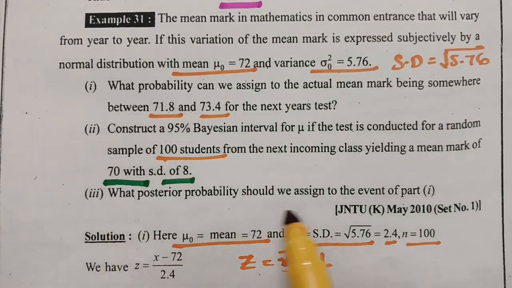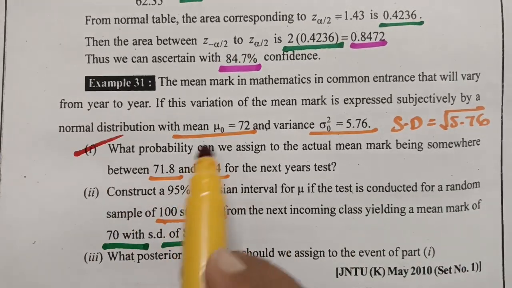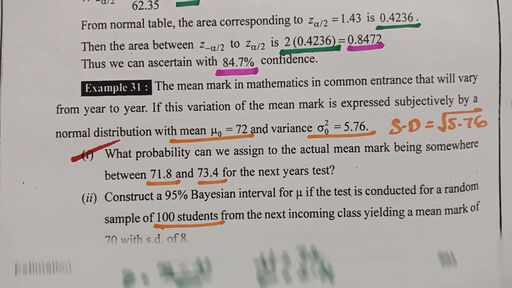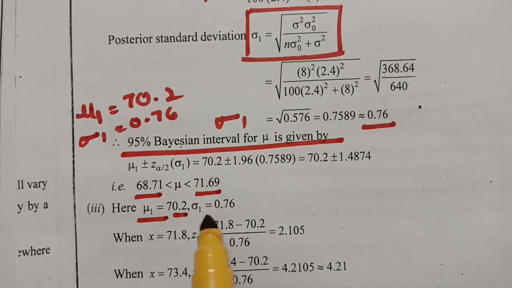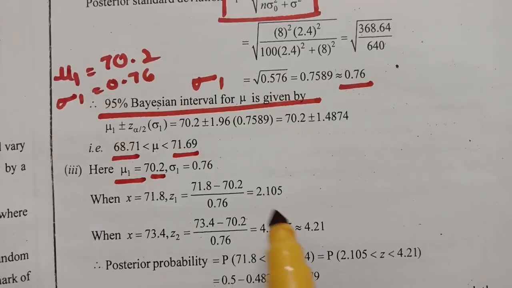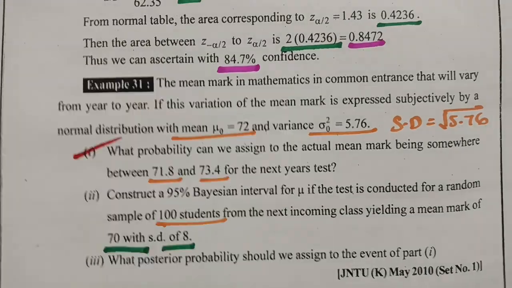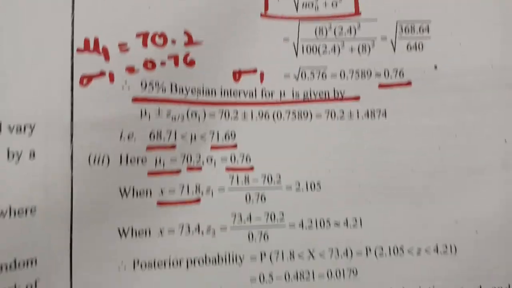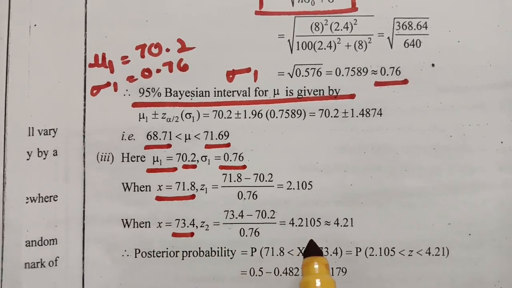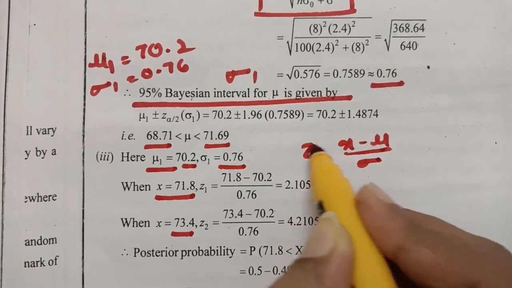And what is the third question here? The third question is, what posterior probability should we assign to the event of part 1. We have to take the details of part 1 here. So for that, mu 1 is equal to 70.2 and sigma 1 value is equal to 0.76. The details of part 1 are x equal to 71.8 and 73.4. Z is equal to, as you know, x minus mu by sigma.